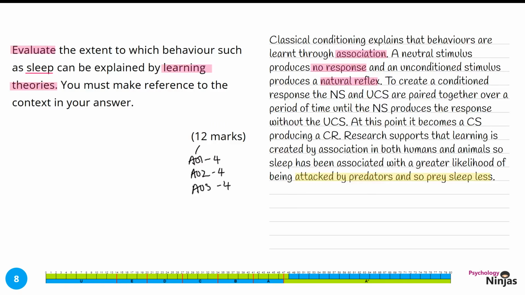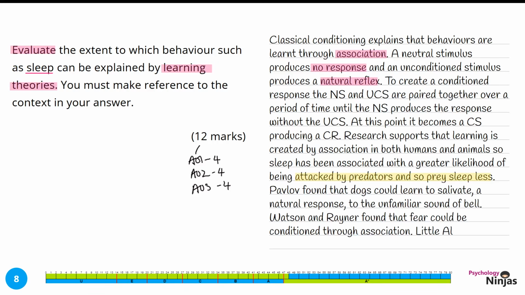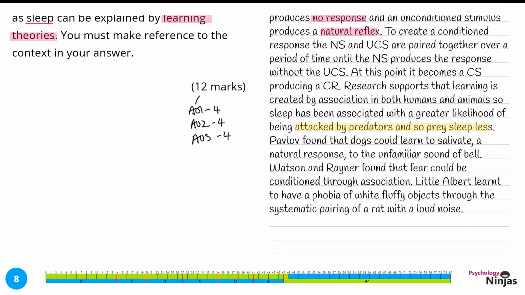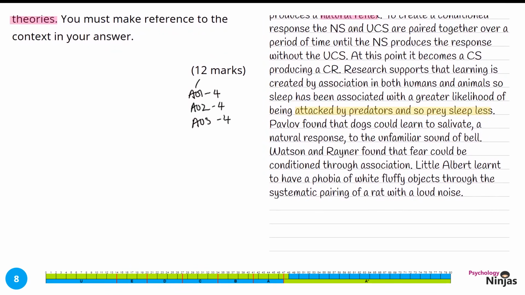Let's move through to some research to support the role of classical conditioning. Pavlov found that dogs learn to salivate, a natural response to the unfamiliar sound of the bell. Watson and Rayner found that fear could be conditioned through association. Little Albert learnt to have a phobia of white fluffy objects through the systematic pairing of a rat with a loud noise. We've got research findings from a range of research here, from Pavlov and from Watson and Rayner, to support that learning is through association.